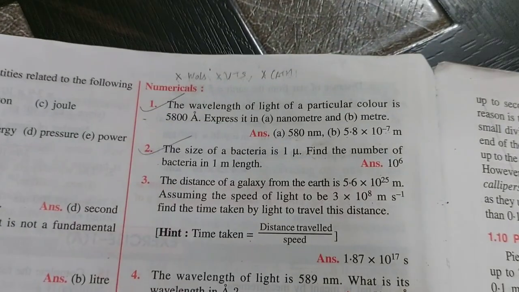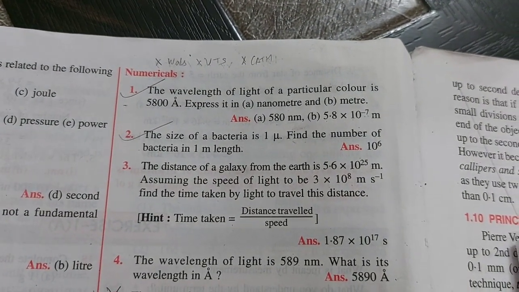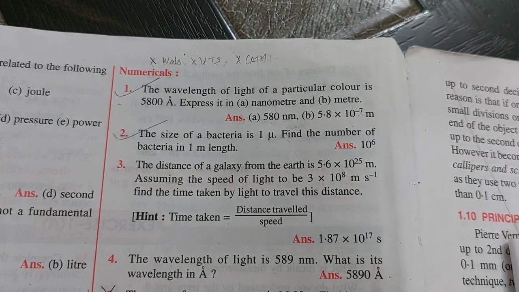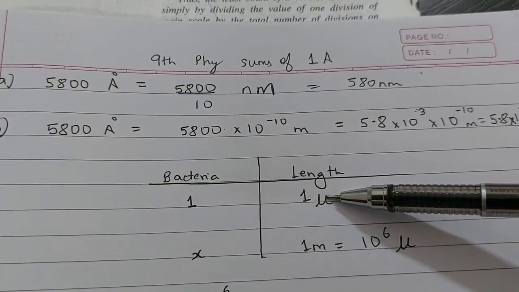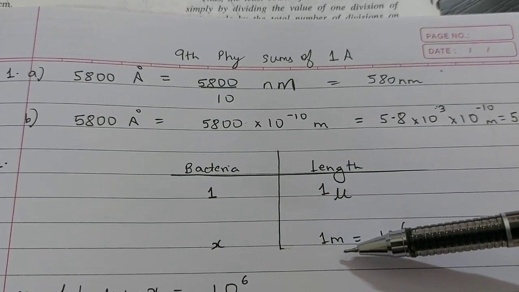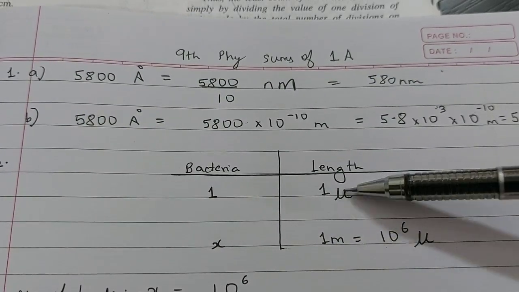Now the second sum, size of 1 bacteria is 1 micrometer, or 1 micron. Find the number of bacteria in 1 meter length. We will use unitary method. 1 bacteria length is 1 micron. So how many bacteria, X, will fit in a length of 1 meter? Units are different, so we'll have to convert it.